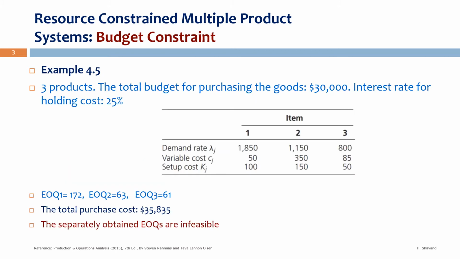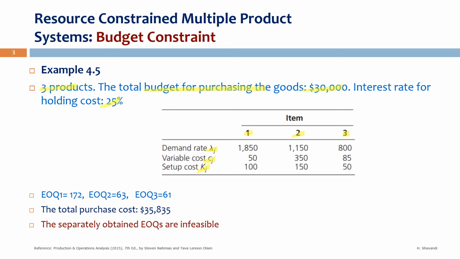Let's have an example here. Let's assume that we have three products, and the total budget for purchasing the goods is $30,000. So our total budget is limited to $30,000. And here we have three items, I mean, three products. As you see here, we have the data: lambda j, the annual demand rate for each item, the variable cost c_j, the unit purchase price, for each item, and also the setup cost K_j for each item as well. And the interest rate for holding cost is 25%.